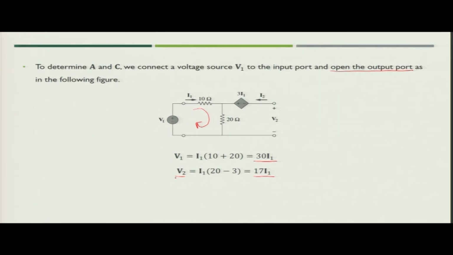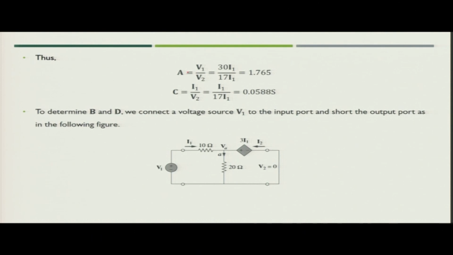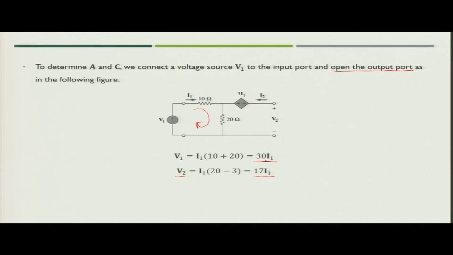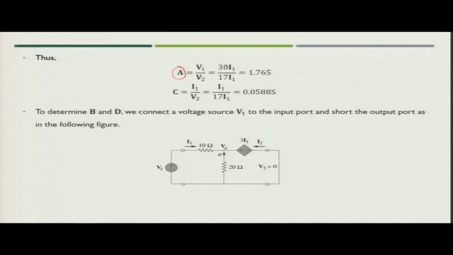So, V1 and V2 we have got with respect to the input current I1. What you can write now with the help of the equations for ABCD parameters, we know that A is equal to V1 upon V2. So, we put the value of V1 as 30 I1 and V2 as 17 I1. So, the value of A which we get from this is 1.765.